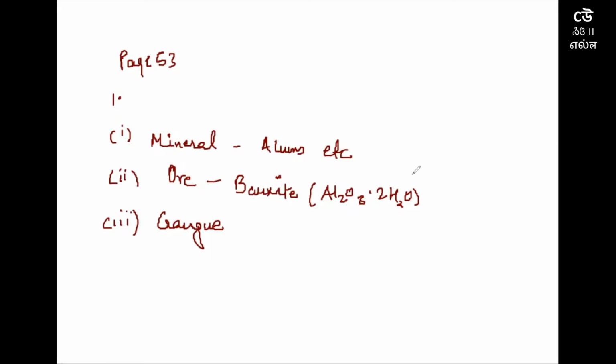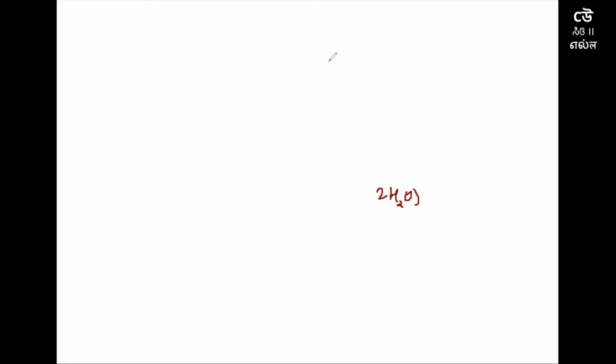Lastly, when we have to define gangue, we can say that ores that are mined from the earth are naturally contaminated. That means these are impurities. So these ores can be contaminated with sand, rock material, or dust particles. These are the impurities which are present in the ore and they are called gangue. So this was about question number 1.